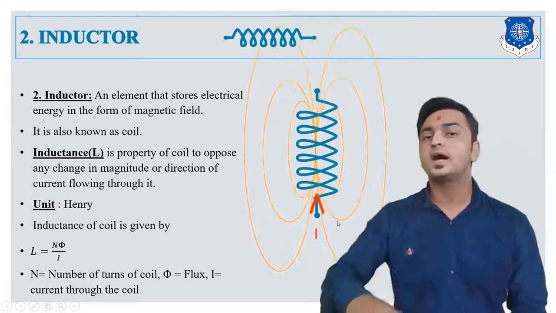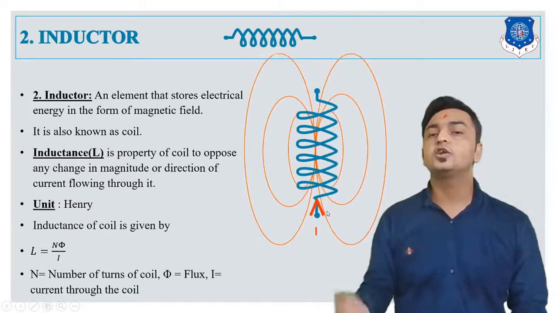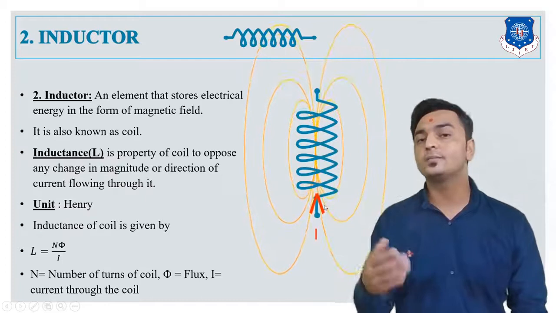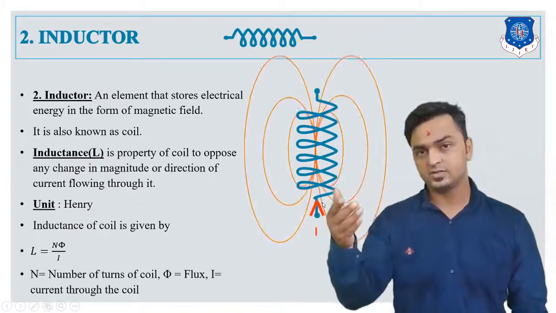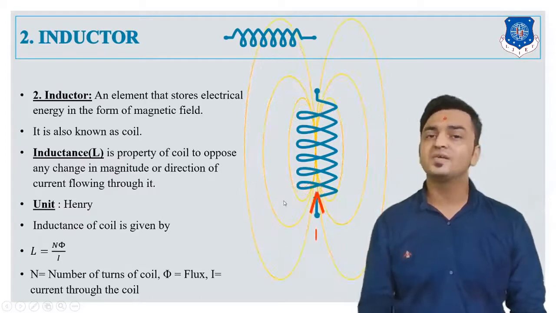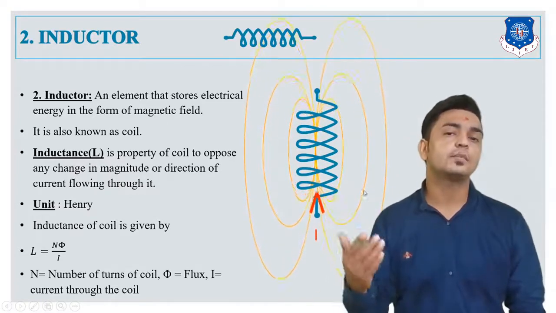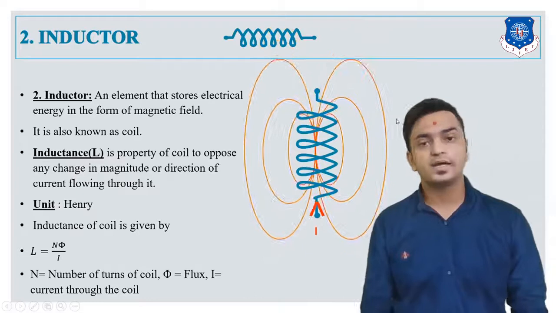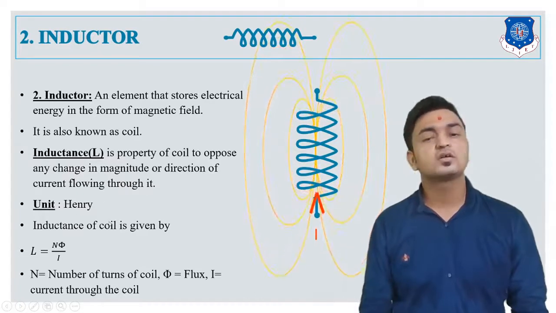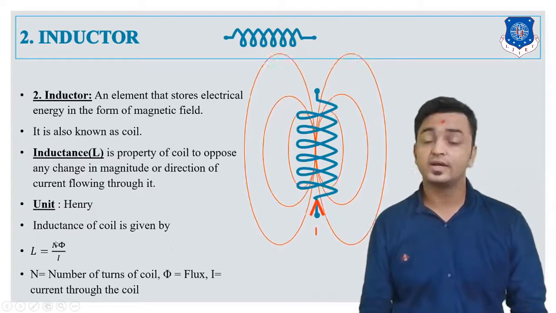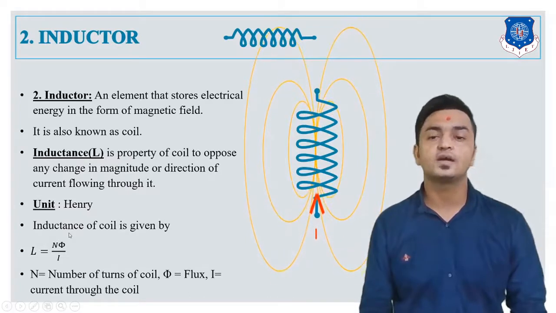If we have a high number of turns, then the value of the inductance will be high as it will produce high magnetic field. Another parameter is the magnetic flux itself. If flux is high, that means we have a high inductance. And the last one is the current I. So L is equal to N phi by I.